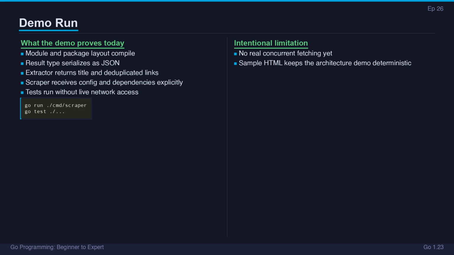Then we run go test ./... The tests check that the extractor gets a title and deduplicated links, and that the scraper applies configuration to requests and produces the expected result shape. This gives us a clean checkpoint. If episode 27 breaks something, we have tests around the boundaries we designed today.